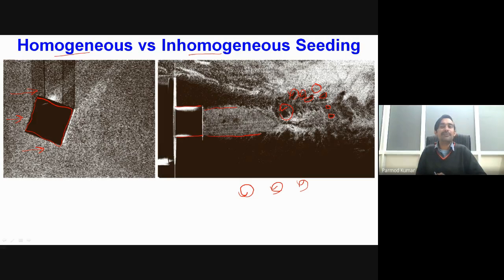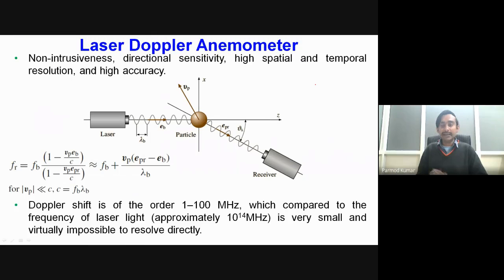This type of inhomogeneous distribution will come into the picture where we have turbulent and very chaotic flow situations. But generally, in order to obtain the accurate flow field, we should have some optimal loading of the particles inside our flow field, and our particles should have a homogeneous distribution inside the flow field.